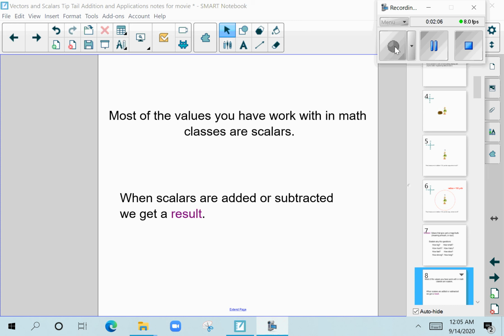Whenever we add or subtract scalars, we always get a result. These are the classic things like I have 5 boxes and then you give me 3 more boxes, so now how many boxes do I have? The result is simply just adding up those two numbers.